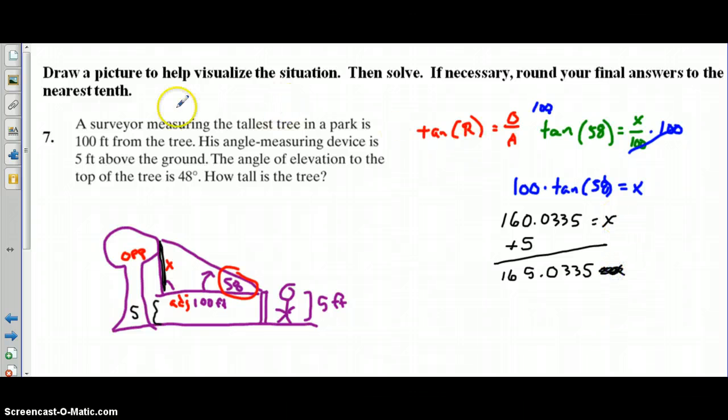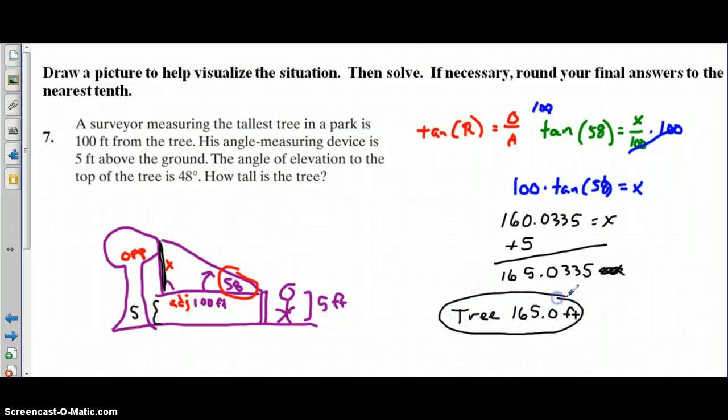And so in the directions it asks us to round our answer to the nearest tenth. So the height of the tree in this scenario is 165.0, rounding to the nearest tenth, and our label would be feet.